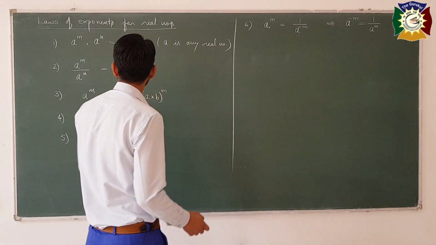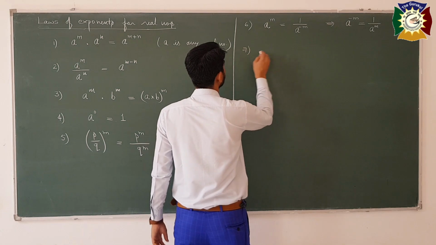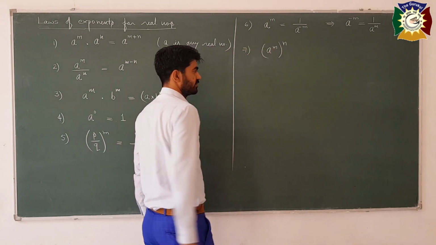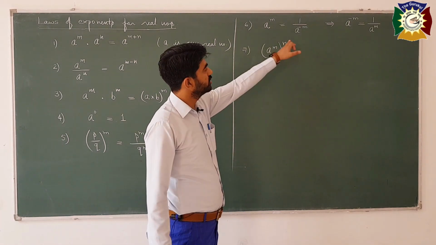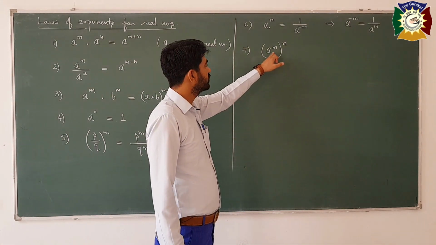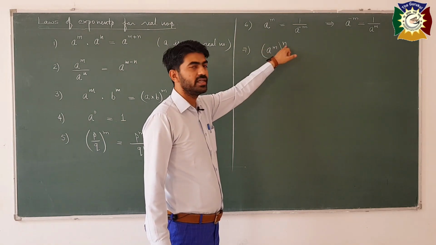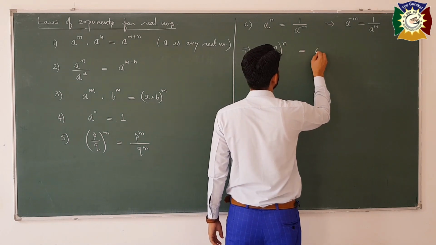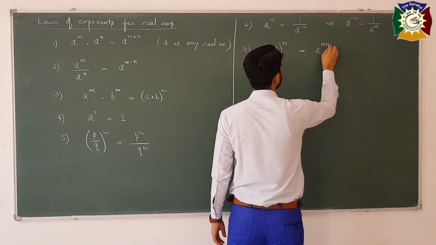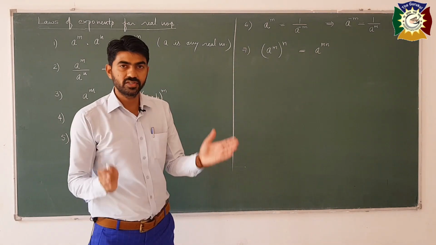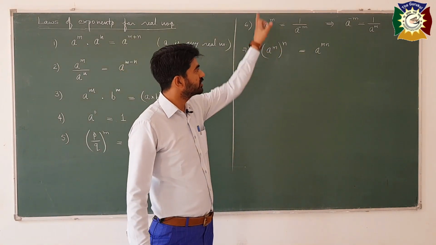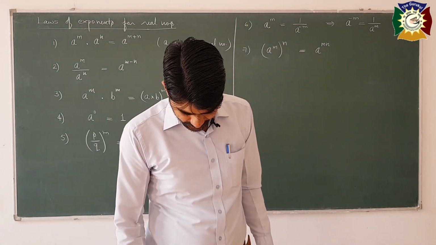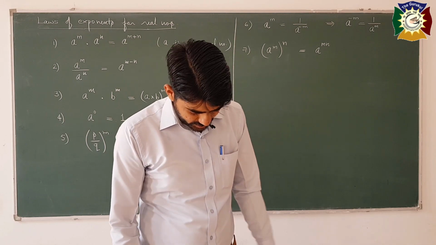One more law we can write. If a to the power m is there and the whole is to the power n, it means power to the power, then these two powers will get multiplied. So it will be a to the power m into n. Powers will get multiplied if power to the power is there. I think these are the laws.